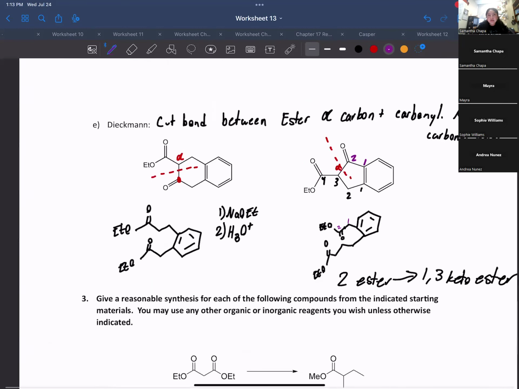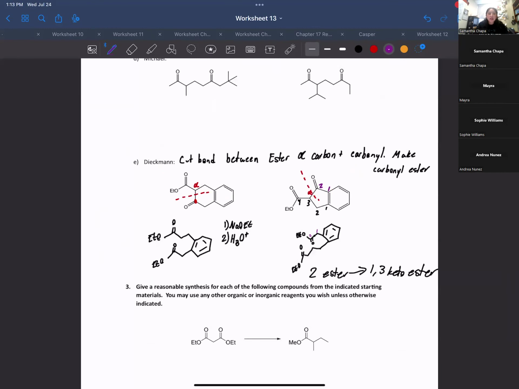Is everyone okay with these? Do you have any questions, or do you want to practice any other one? I can give you more practice problems right now. So Dieckmann, Claisen, Aldol, malonic ester. Do you need to practice any of them? Is there a solvent for these? No solvent. Yeah, not that I remember.